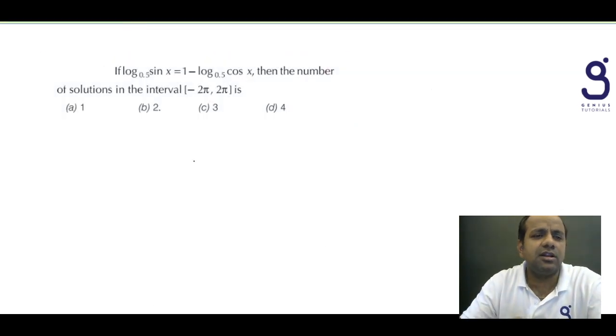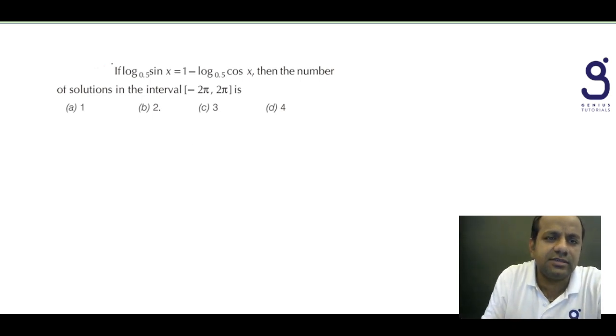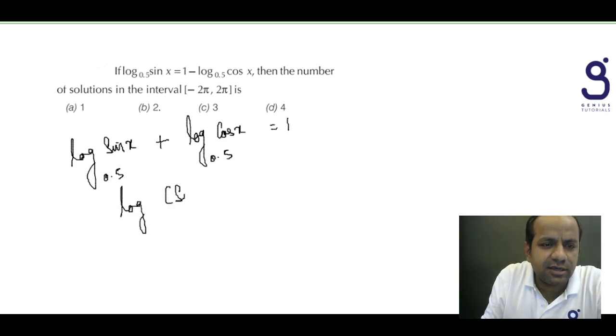The next question is log sin x to the base 0.5 is equal to 1 minus log cos x. So what can we do in this? It can be written as log sin x to the base 0.5 plus log cos x to the base 0.5 is equal to 1. Plus will change to multiplication. It can be written as log sin x cos x, base 0.5 here, and this is equal to 1.